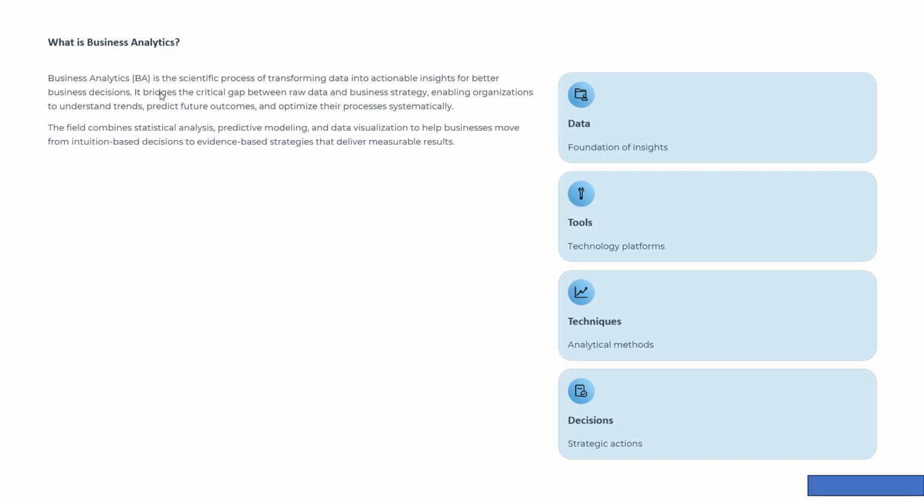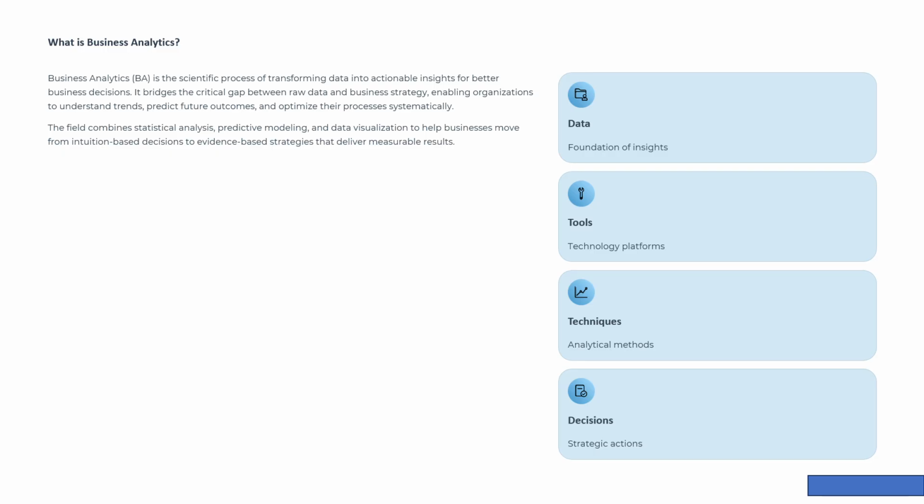Business analytics is a scientific way of taking data and turning it into useful insights for decision making. It sits between raw data and business strategy. On one side, you have raw numbers. On the other side, you have business decisions. In general, BA, or business analytics, is a bridge connecting those two.